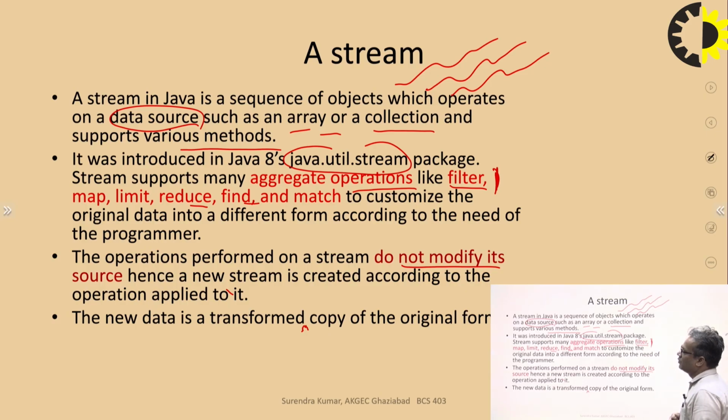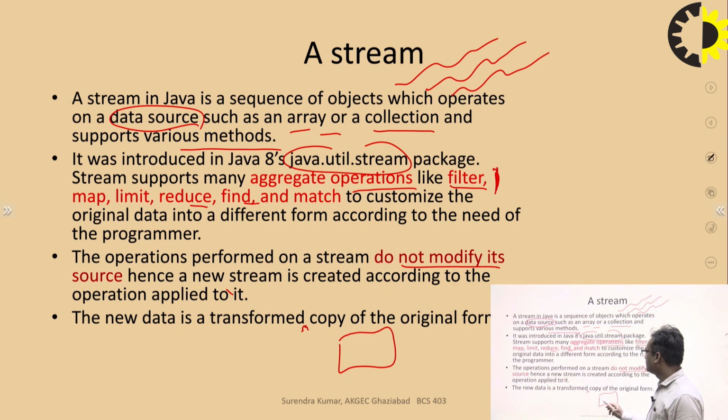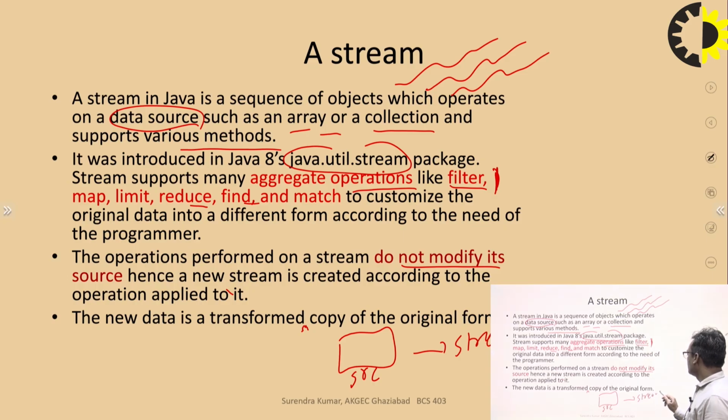For example, if you are creating a stream from a source, and this stream applies some multiply by 2 operation, this stream will give you a new stream, but it will not modify the source. It will contain the original data.